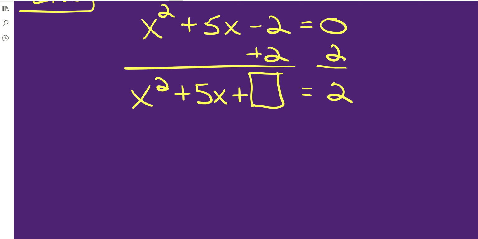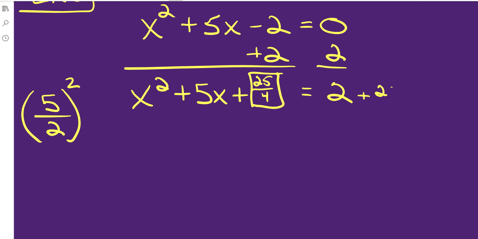And now I want to create the perfect square trinomial on this left side. And how do we do that? We do that by taking the b value, which is 5, dividing it by 2, and then squaring it. Okay, take the b value, divide it by 2, square it. And this ends up becoming 25 over 4. Ooh, 25 over 4. And I'm adding 25 over 4 to both sides.